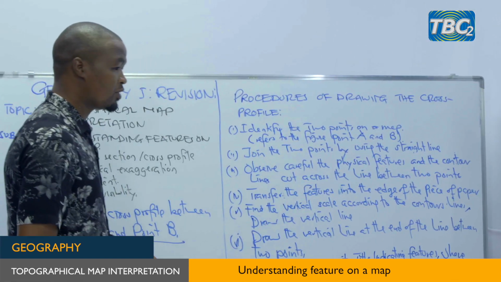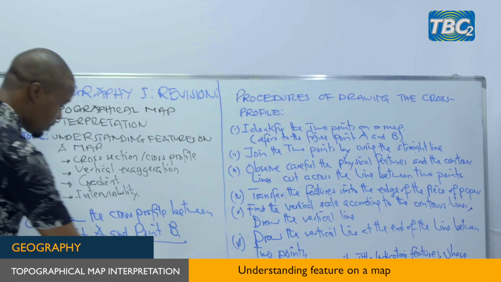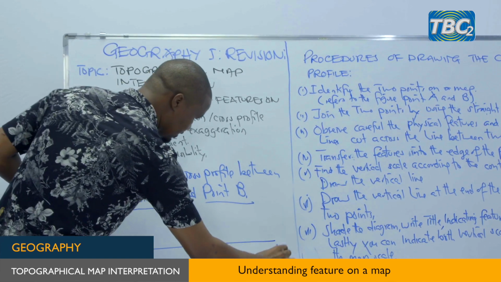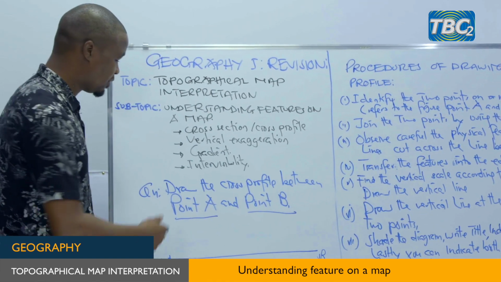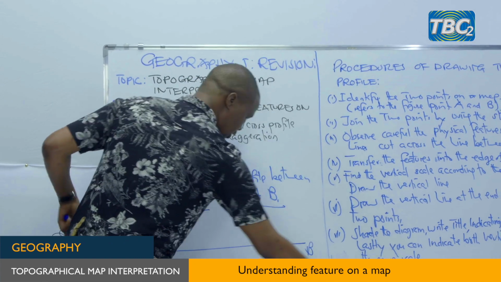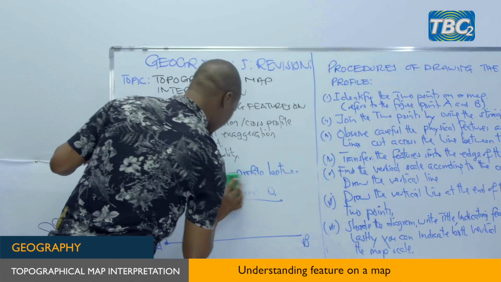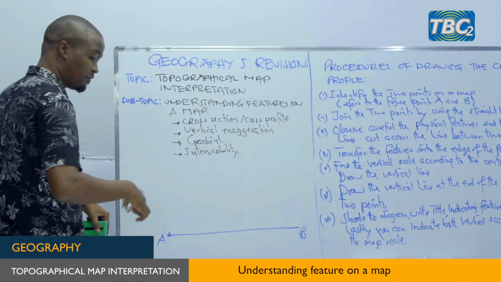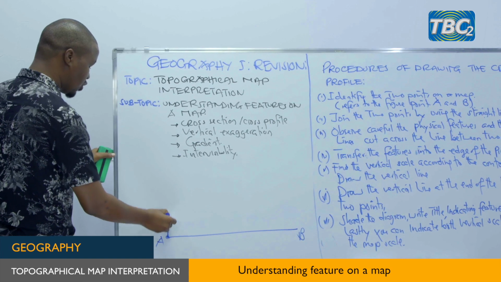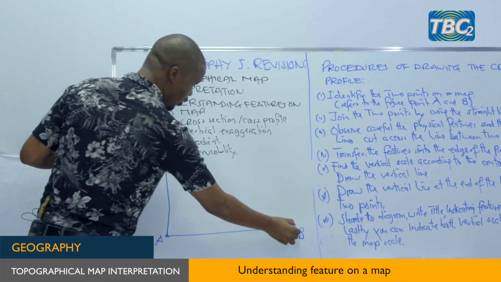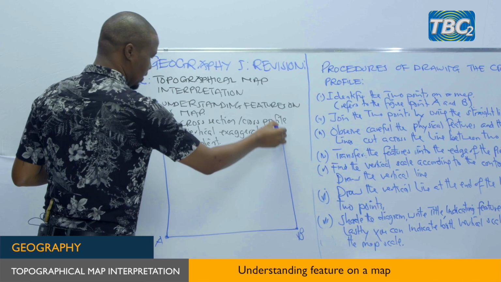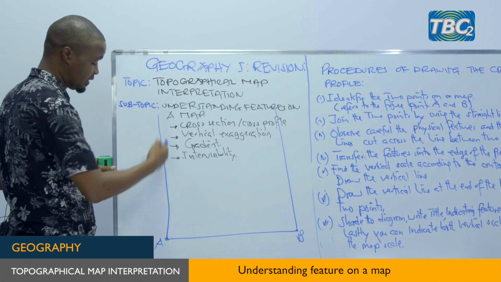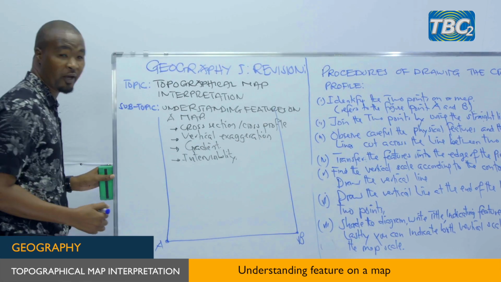After finding the vertical scale, right now you will draw your line. Let's assume this is point A and this is point B. So what are you going to do right now? After finding the vertical scale, we have to draw the vertical line at the end of the 2 points. Remember, my point is A and my point is B. So at the end, you have to draw the vertical line, at the end of the 2 points.